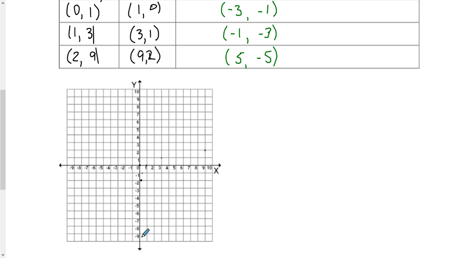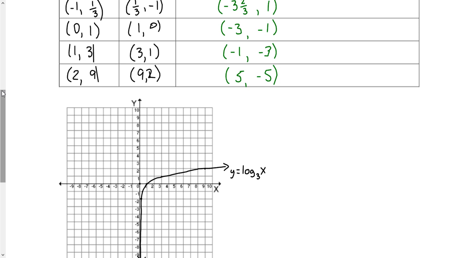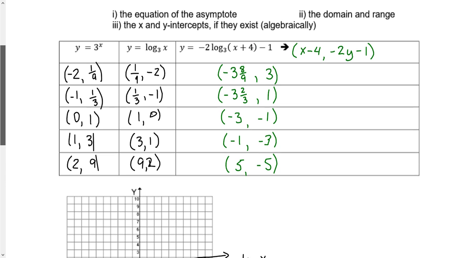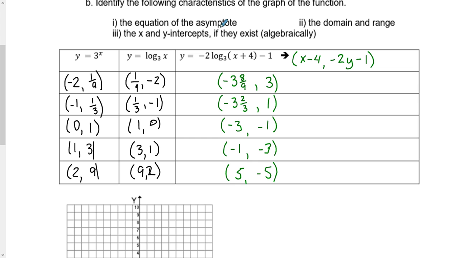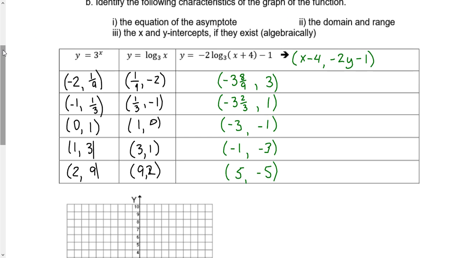So our logarithm, dot, dot, dot, dot. So y equals the log base 3 of x looks like that. Now it does have some certain characteristics to it. For example, before I even get to the other one, let's talk about the asymptote, the domain and range, and the x and y intercepts, if they exist.